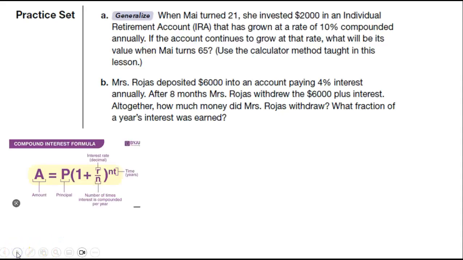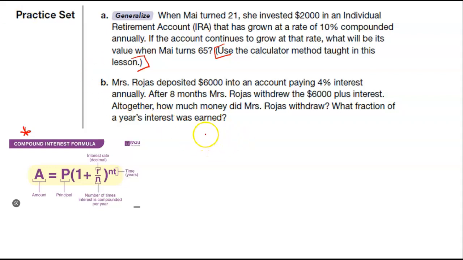We are going to be learning about interest. What I did was I found this interest formula because your book says to use a calculator method, and I believe it's using, that is so very confusing. So let's just plug and chug like we know how to do.